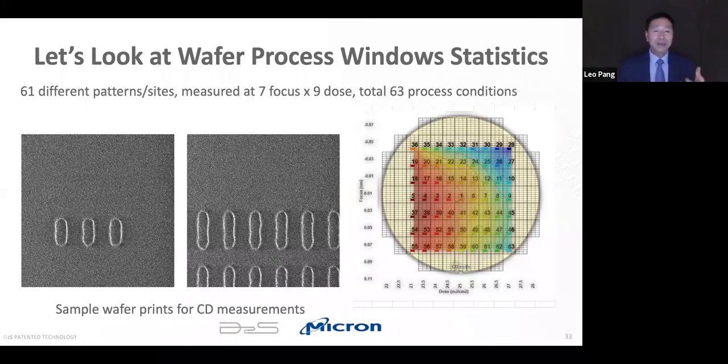We then look at the process window. Last year, I showed the process window. Later on, some people said, oh, that's just for one measurement. So this year, we actually measured 61 different patterns and sizes. And we measured with 7 different focuses and 9 different doses, so a total of 63 process conditions.